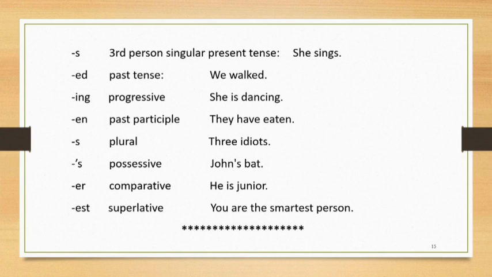Ing is used in the progressive, that is in the continuous form. She is dancing, she was dancing, or they were dancing. So ing is added. What is ing? This is progressive, and this is an inflectional suffix.